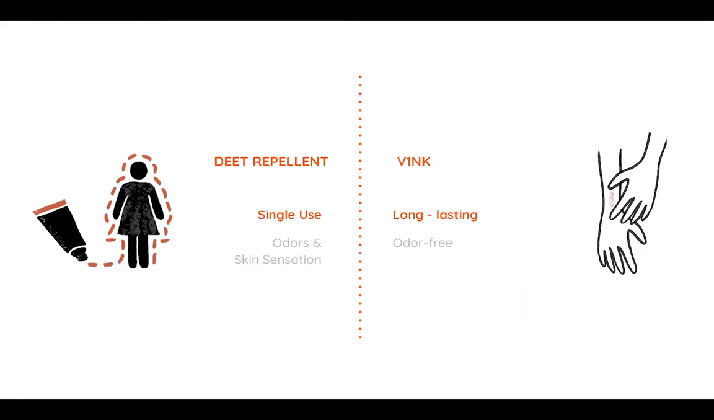I guess many might still be wondering, what are the benefits between a DEET repellent and V1NK? Repellents are single-use and V1NK is long-lasting. Repellents generate a variety of odors and you need to spread it all over your skin. V1NK is odor-free and it's placed over a small part of your body.